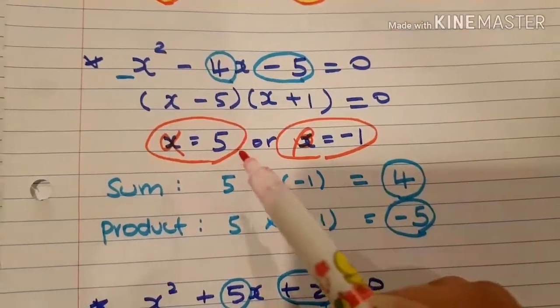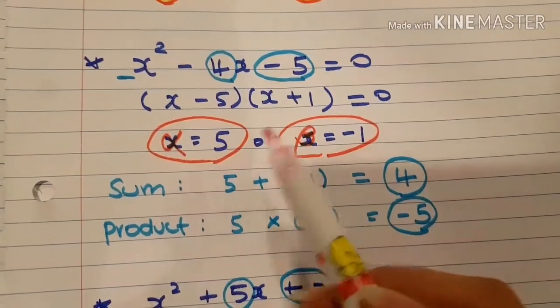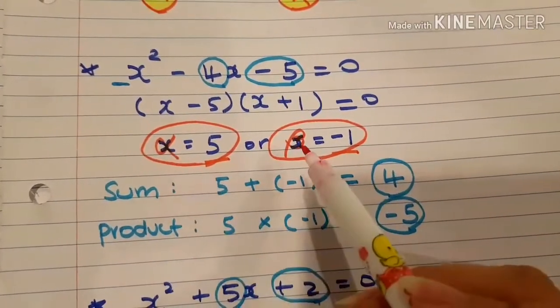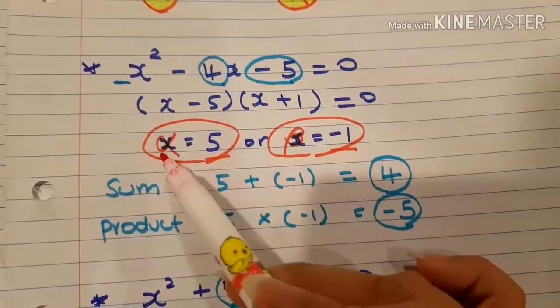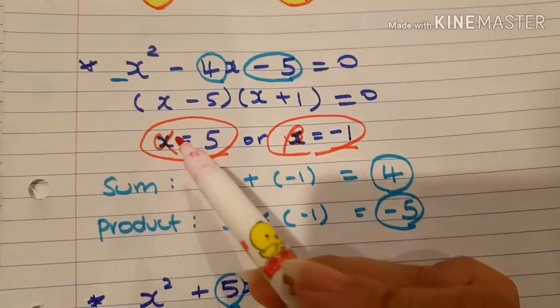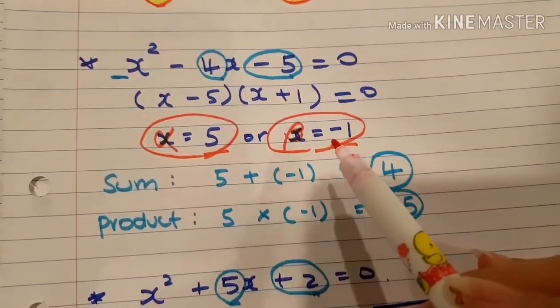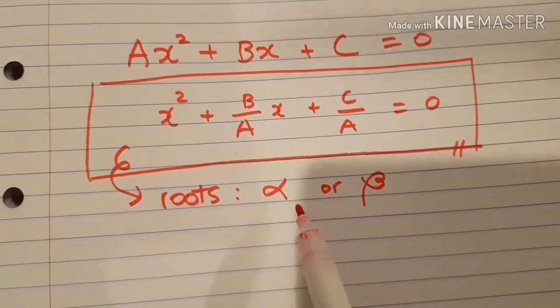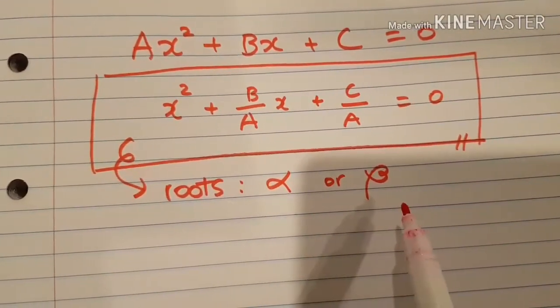So remember this equation, my two roots were 5 and -1. This could be alpha and beta. You could say K, W, or any other letters, but I'm just going to use alpha and beta. So I'll say the roots. I'll get two roots, alpha and beta.